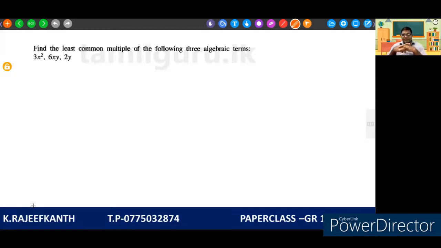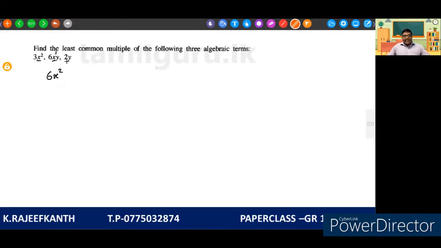First we have to find the LCM of the numbers, then the LCM of the other expressions. Here 3, 6 and 2. The LCM of 3, 6, 2 is 6. Here x squared, this is to the power of 2. Here x to the power 1. Here x to the power 0, because there is no x. So we have to take x squared.